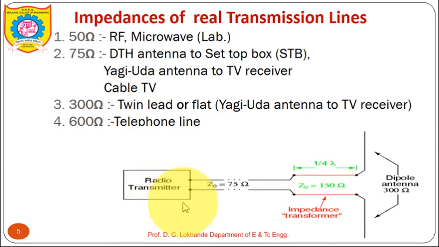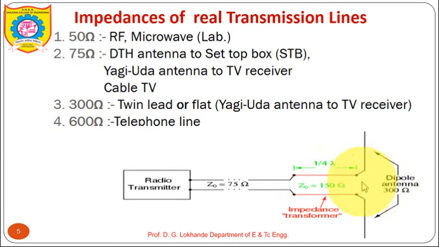Now the figure shows that here is a radio transmitter whose characteristic impedance is 75 ohm, and here a dipole antenna is available whose characteristic impedance is 300 ohm. Normally there is a mismatch between the 75 ohm and the 300 ohm, so we require an impedance transformer whose characteristic impedance is 150 ohm.